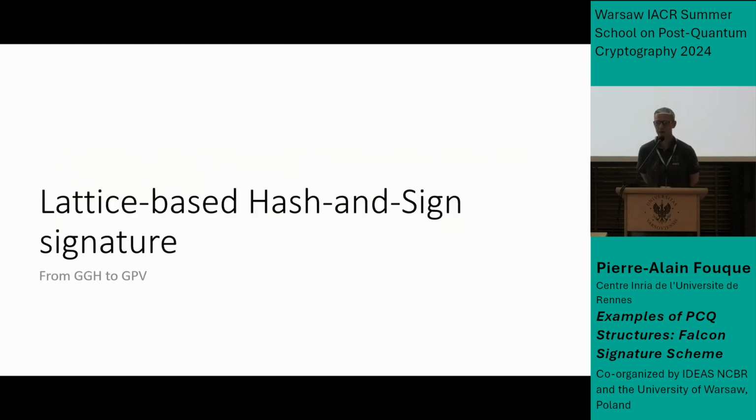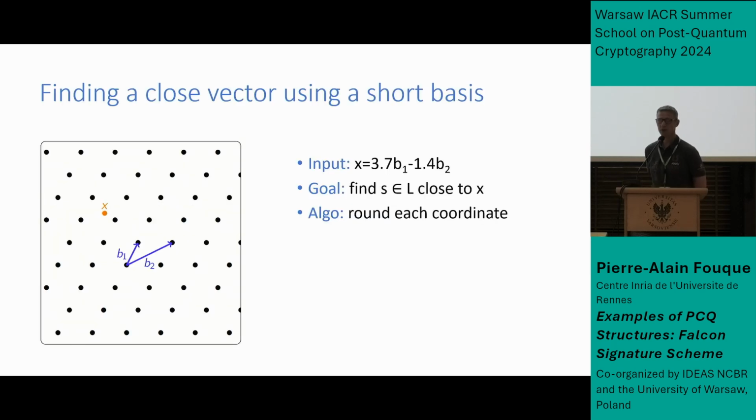Okay, so let me explain how we can build a hash-and-sign signature. In fact, this is a long story that began in 1997. The idea is to use an algorithm to find a short lattice point to an arbitrary point in the ambient space generated by the lattice.